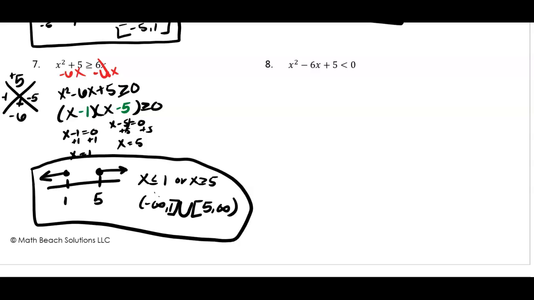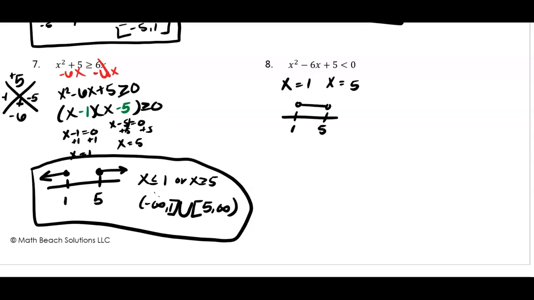Number 8. Luckily, we see that similarly to what happened with numbers 5 and 6, it happened with 7 and 8. I have x squared minus 6x plus 5. I'm going to have the same critical values, which were x equals 1 and x equals 5. The only difference is that this time it's a less than problem. I have an AND problem, so it's going to change my notation. So for 1 and 5, AND problems will connect.